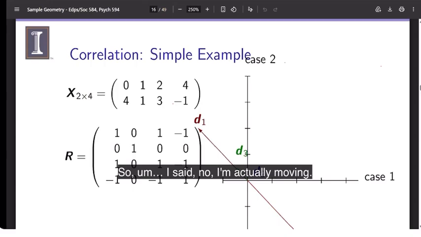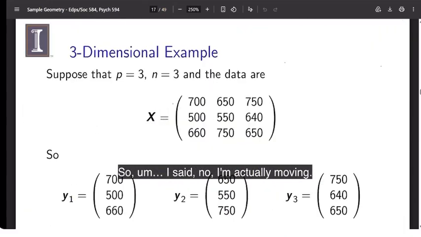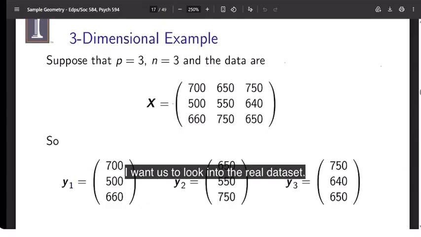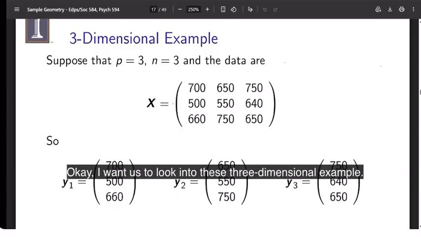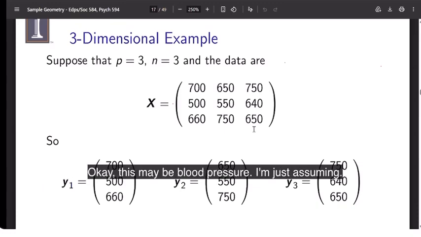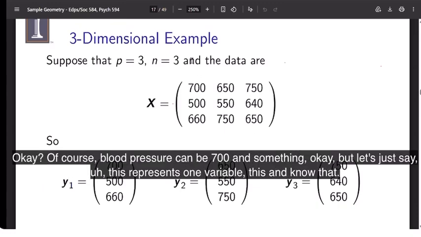Now, I think I walked you through this example the other time. What I want to do now is look into a real data set, this three-dimensional example. It is three-dimensional because we have three variables, and of course here the number of observations is three as well. Now, this may be height, this may be weight, this may be blood pressure. I'm just assuming. Of course, blood pressure can't be 700 and something. But let's just say this represents one variable.